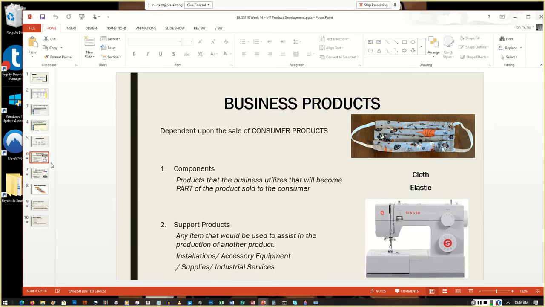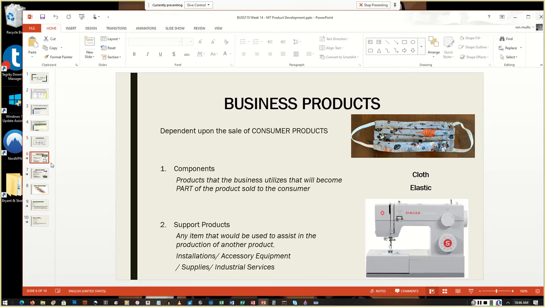The second category for business products is support products. Support products are described as any item that would be used to assist in the production of another product. And there are four different types of support products. You have your installations, which are things like the factory building or the warehouse facility. The second one is accessory equipment, which are tools used to create a product, computers in an office, something like that.